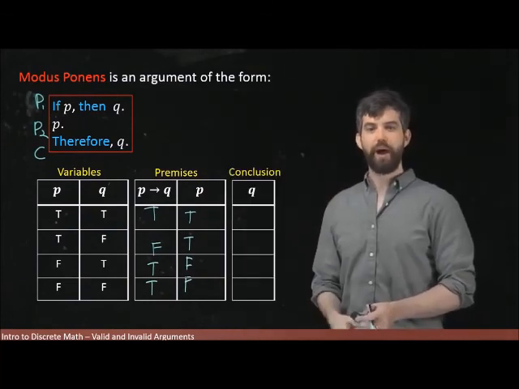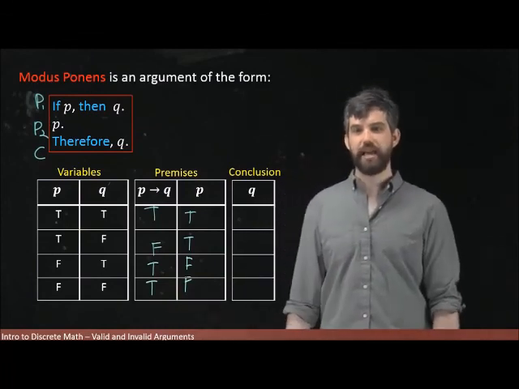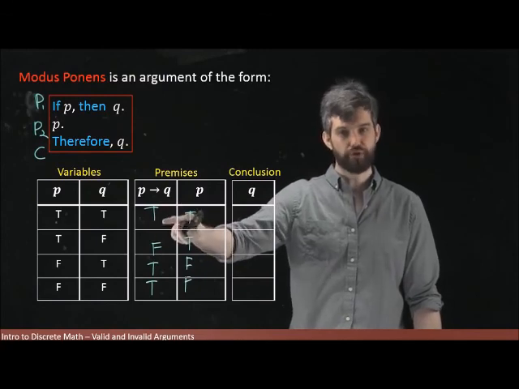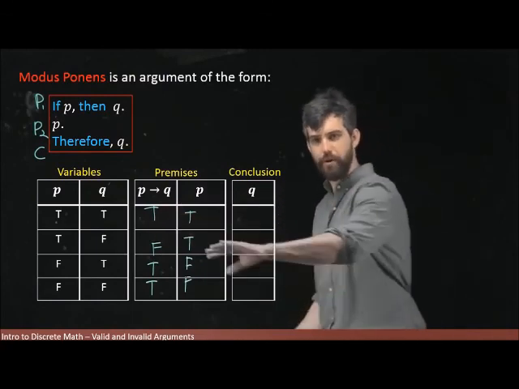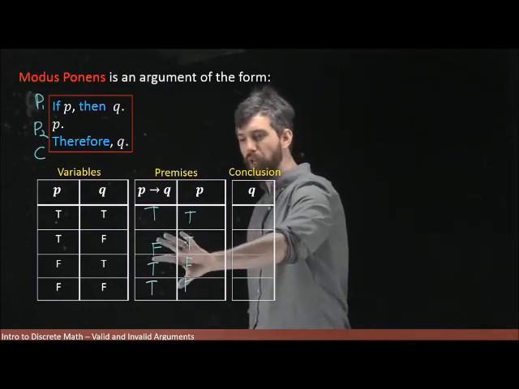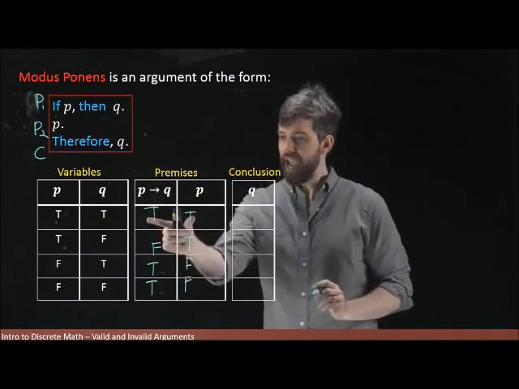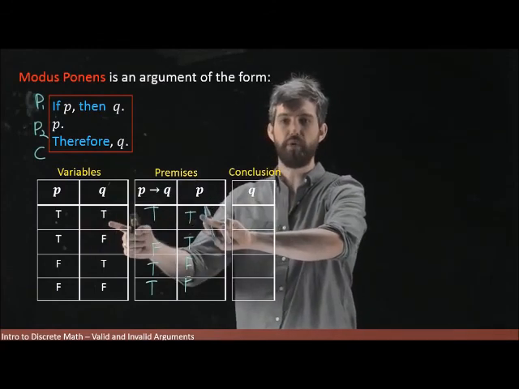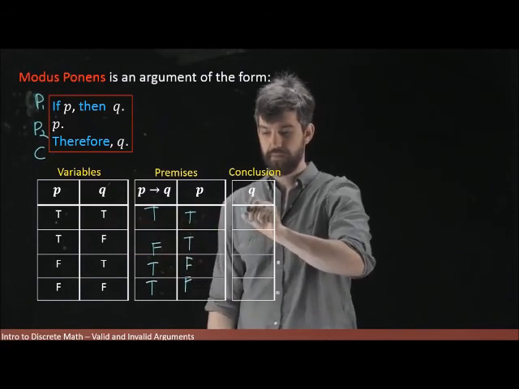All right, so my conclusion is going to be Q, and what we're trying to say is that in any scenario where both premises are true, we want the conclusion to be true as well. But if I look at my premises, there's a false here, there's a false here, there's a false there. The only one where both premises are true is this one. And so I care about this row, and in this scenario, true, true, and if I look over at what Q was over here, Q was true as well, so what do I get? I have a true.